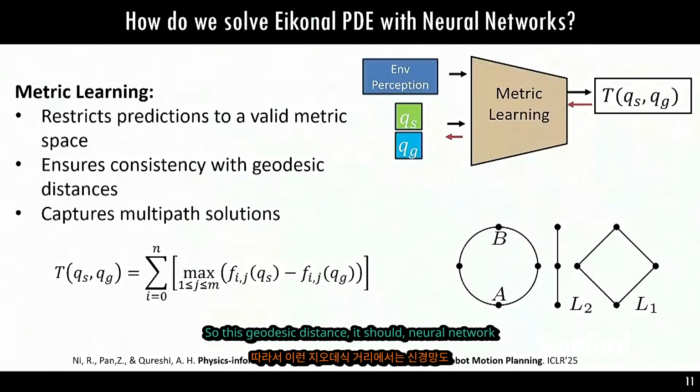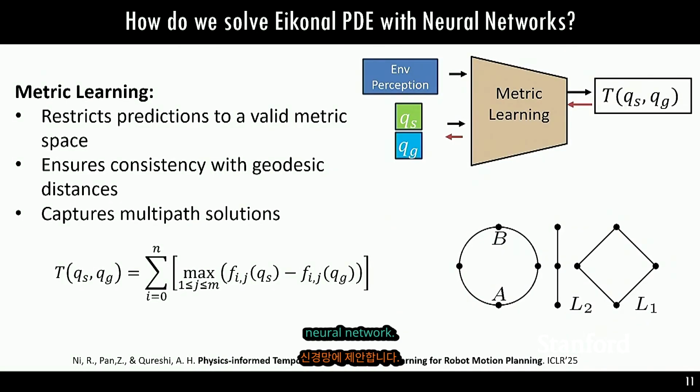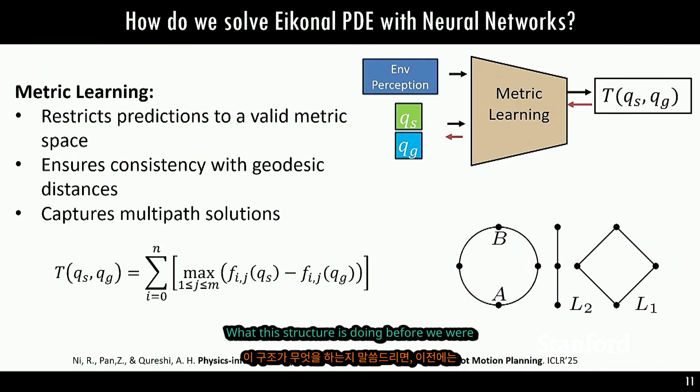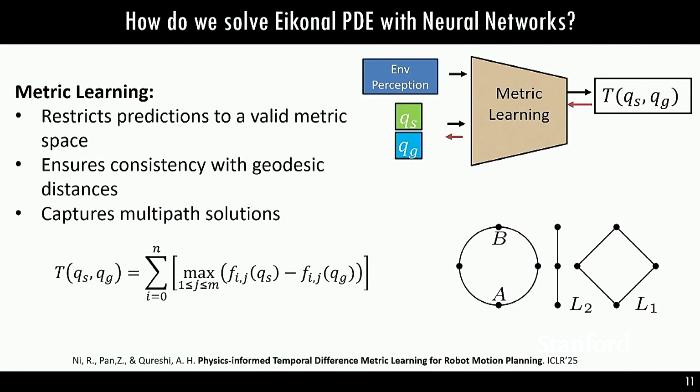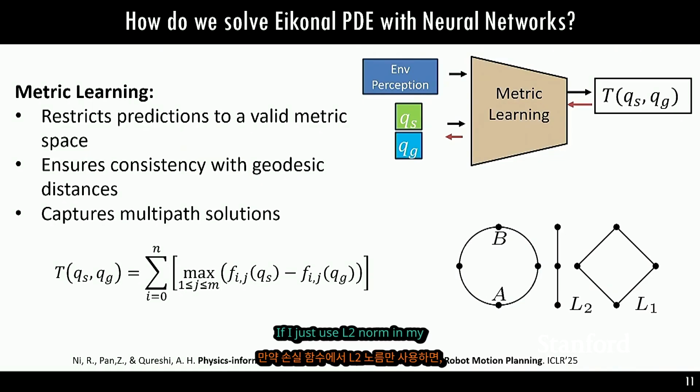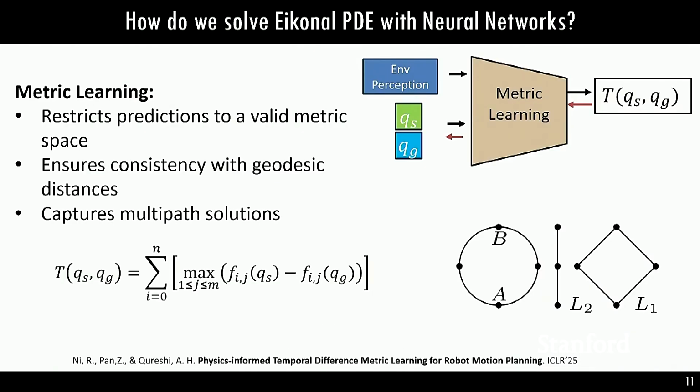So this geodesic distance neural network should satisfy that property. We propose this structure for this neural network. Consider this problem: I have two paths from A to B. If I just use the L2 norm in my loss function, it will squash them into this straight line.